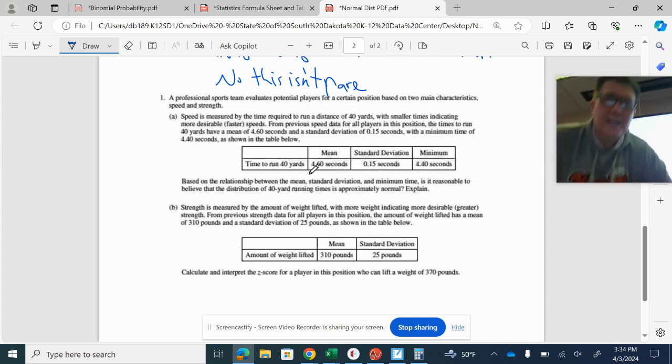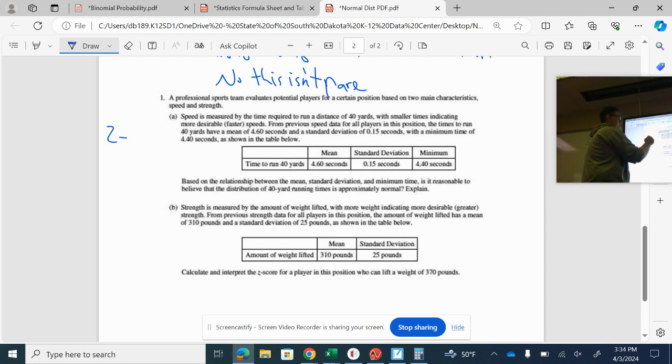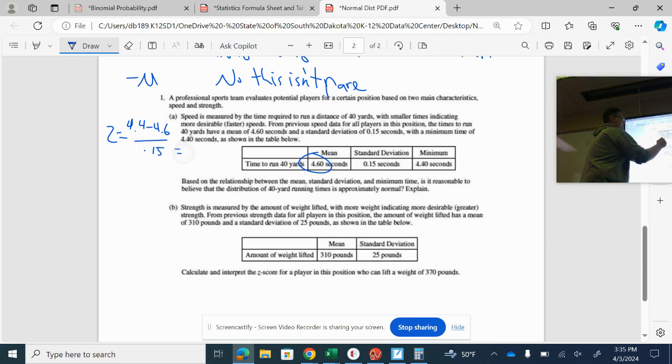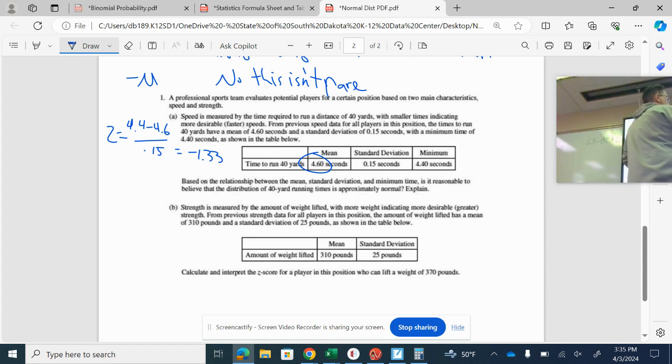Okay, so let's find the z-score. Remember, it doesn't say it's normal. We're figuring out if it's normal. But our z-score would be 4.4 minus 4.6. Always subtract the mean. Remember, you always subtract the mean. Whether you're doing residuals, you subtract y hat, because that's the mean, or you're subtracting this, and you divide by 0.15, it gets us a negative 1.33 z-score. Okay, so how can I tell if it's normal from that? Here's the reason.